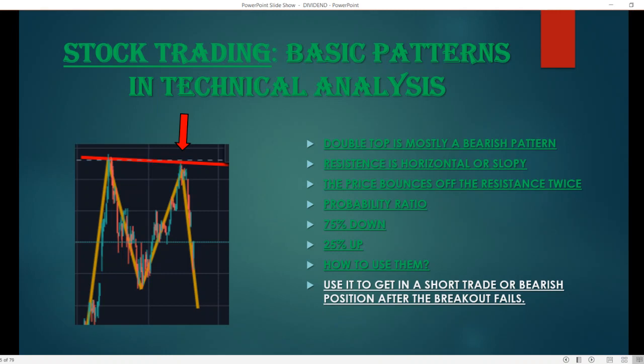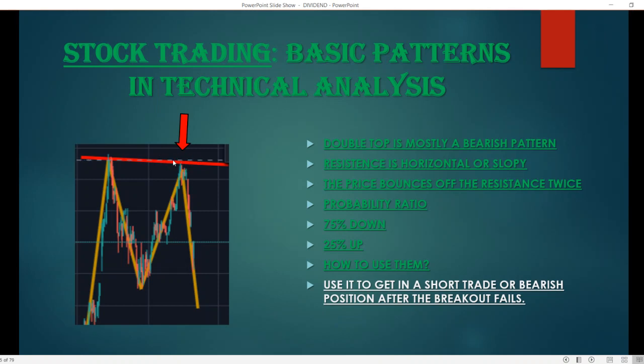Now you ask me how many times this is successful. If you have read a lot of charts, this happens: 75% of the time this will go down, and 25% it might break above this. So how do you use them? That's the main question, because every single pattern that we are learning, we want to use in our trading style. So anytime you see a stock forming this double top, you want to be right here at the resistance.